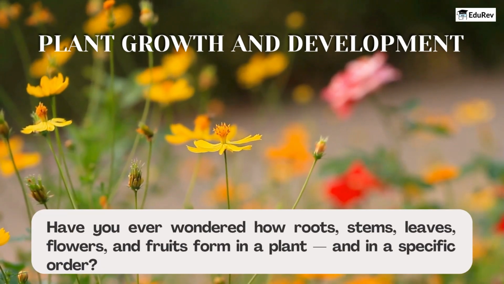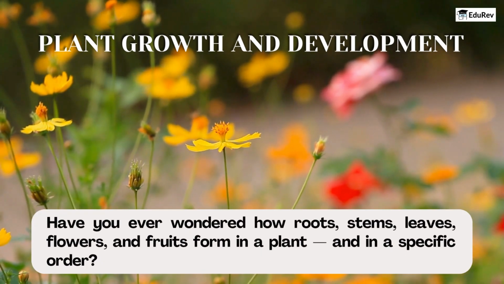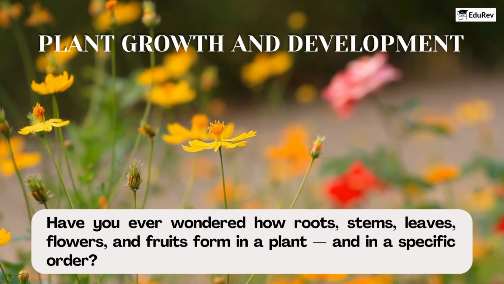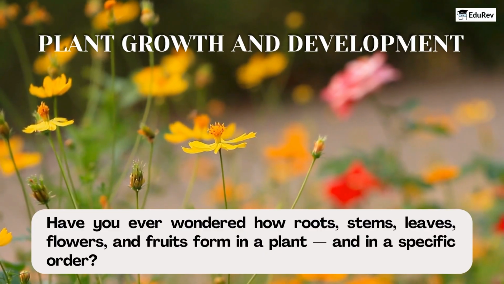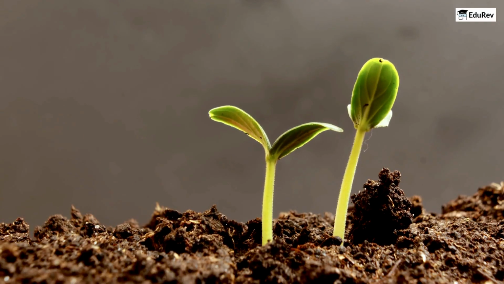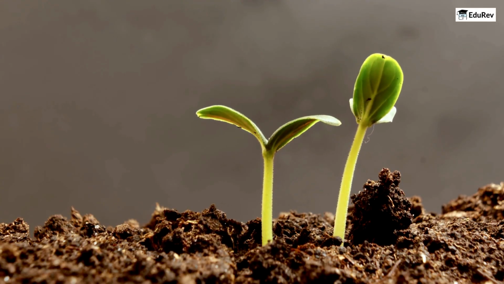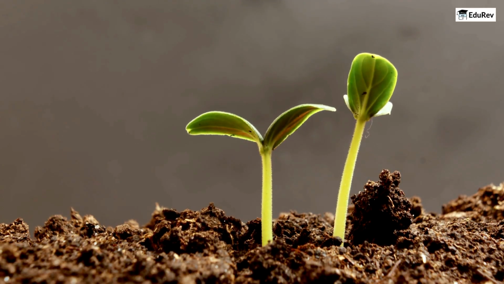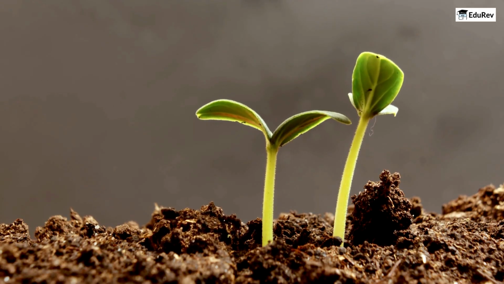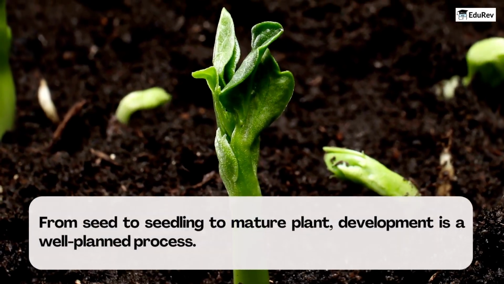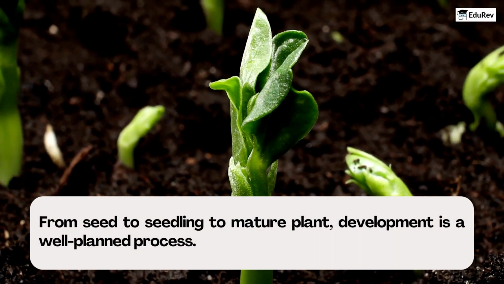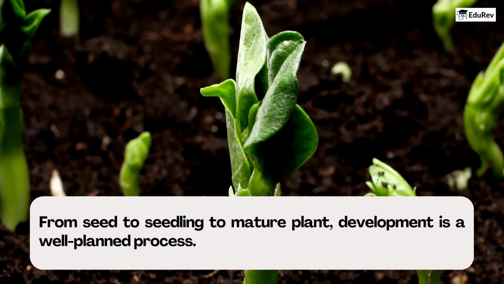Have you ever wondered how roots, stems, leaves, flowers, and fruits form in a plant, and in a specific order? Let's explore how a tiny seed turns into a big plant and how every step of its journey is beautifully planned. From seed to seedling to mature plant, development is a well-planned process.